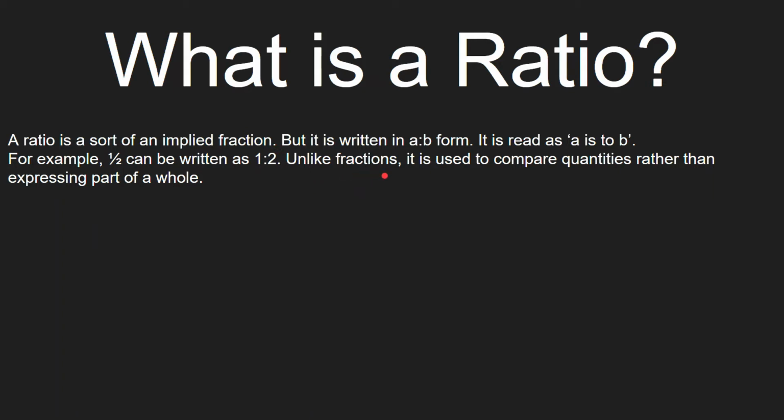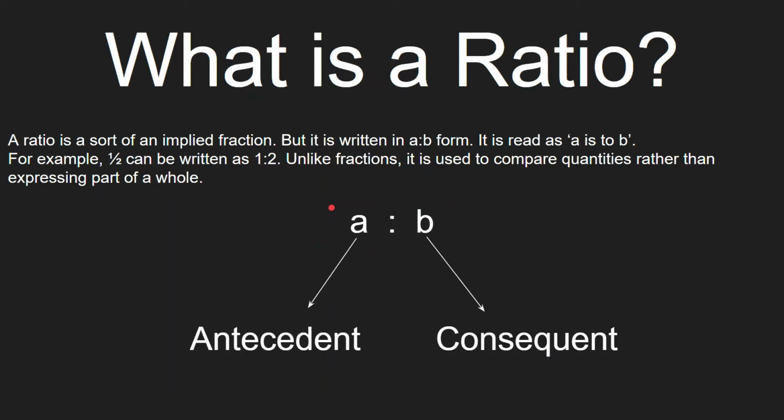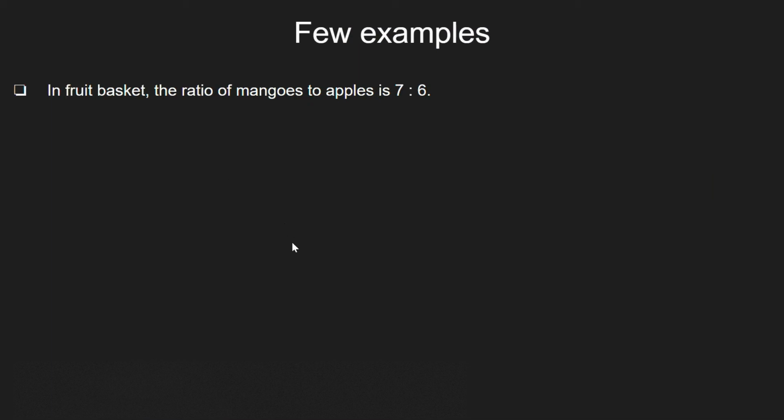But the main difference between fractions and ratios is that a ratio is used to compare quantities, and fractions are usually, I repeat, usually used to express a part of a whole. Now let's see what are the parts of a ratio. The first term is called the antecedent, while the next term is called the consequent.